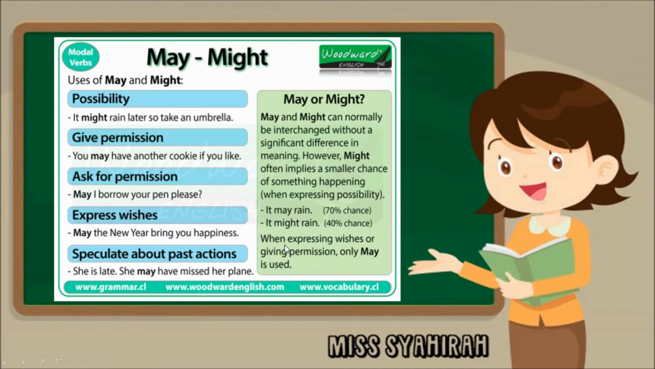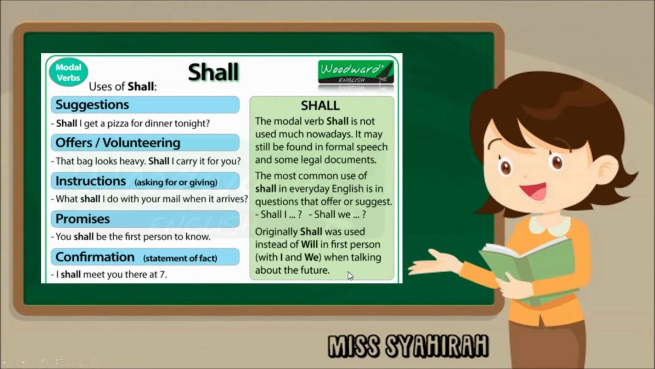So when expressing wishes or giving permission, only may is used. So if you want to give permission, okay, yes you may use it. If you want to ask for permission, may I borrow your pen please? So you use may. Next is shall.